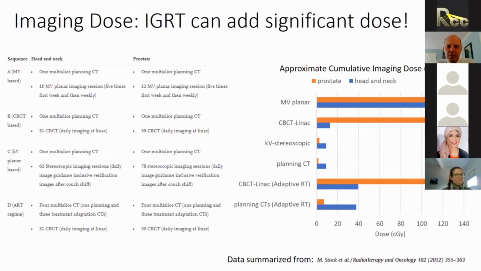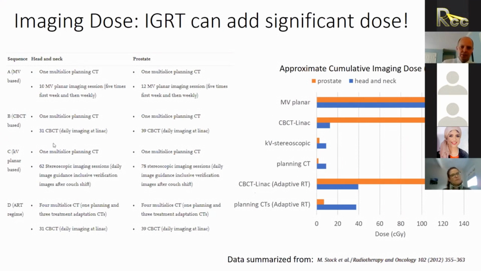So imaging dose: it's important to know that image guidance can add significant dose. This is a paper that I found that basically summarized dose for different image guidance procedures for the entire cumulative treatment. So for instance, there's a prostate and a head and neck case, and they say, okay, if we have a prostate case or a head and neck case and we're using MV planar imaging or cone beam imaging or kV imaging or adaptive radiotherapy, what's the imaging dose going to be?